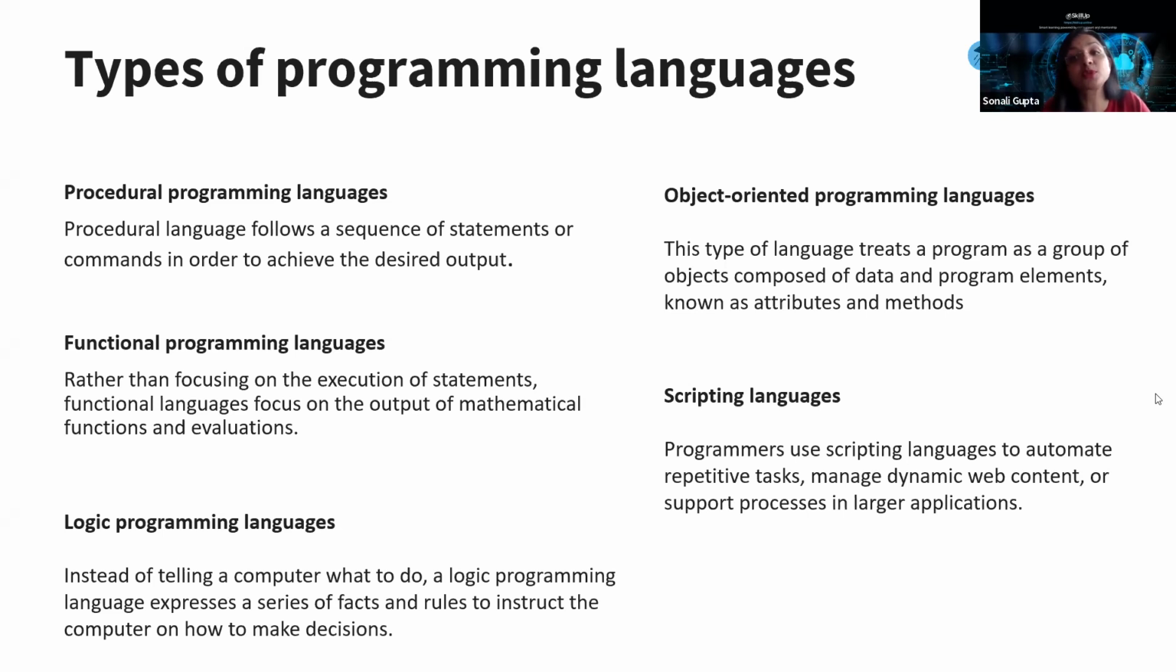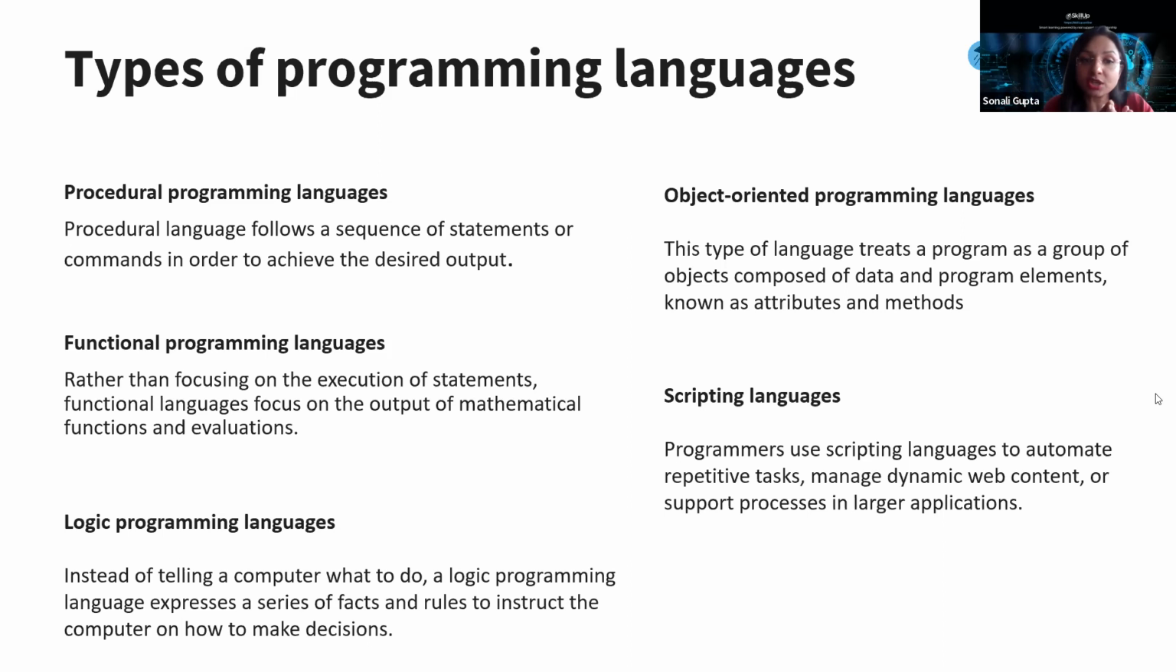But when we talk about object-oriented programming, Python is one of the object-oriented programming language instances. So what does it do? This is basically a language that treats the program as a group of objects. We create certain objects that are composed of data and program elements, which are known as attributes and methods. And these attributes and methods, or the programs that we create in the form of an object, become reusable. So whenever we require, we can reuse those objects. So this is basically object-oriented programming.